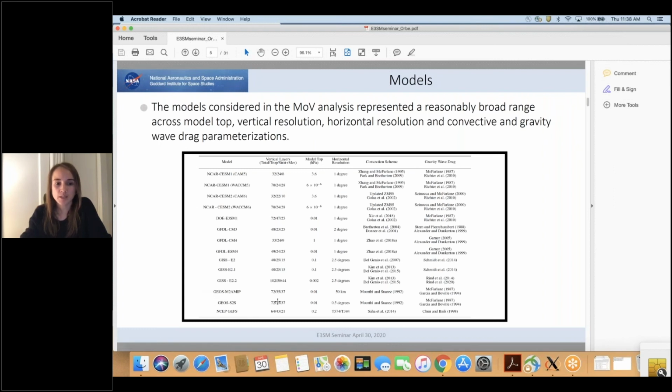And so what we can see is just comparing the distribution of vertical layers, model top, horizontal resolution. There's quite a broad range of models represented here. I can just highlight, for example, we have models that have 102 layers and go all the way up to 0.002 hectopascals. And in that same token, we also have models that have much lower tops and lower vertical resolution. So it's a pretty good representation of models in that sense. And then we also have a diversity of both convection and gravity wave drag schemes.